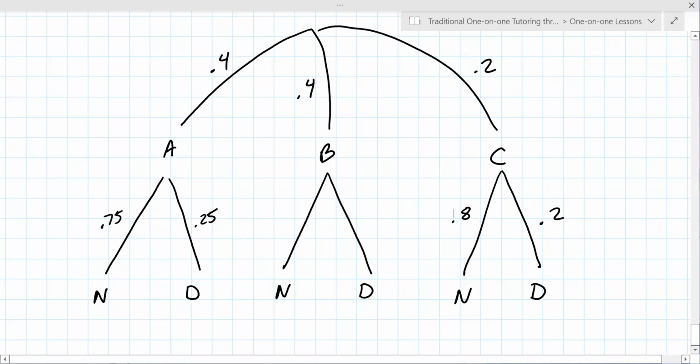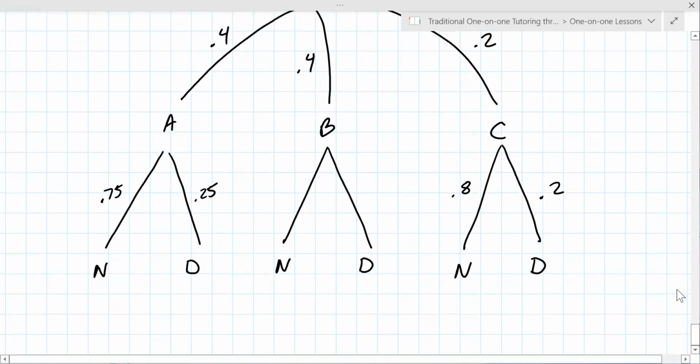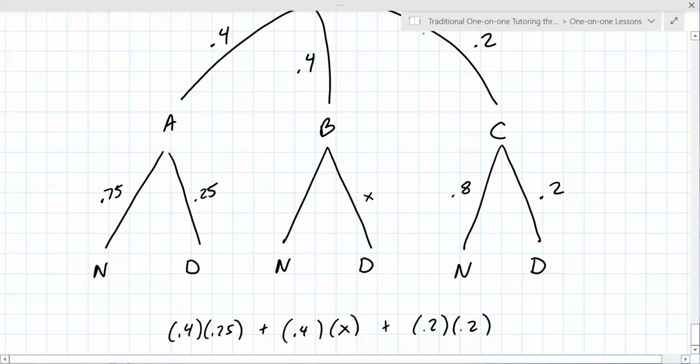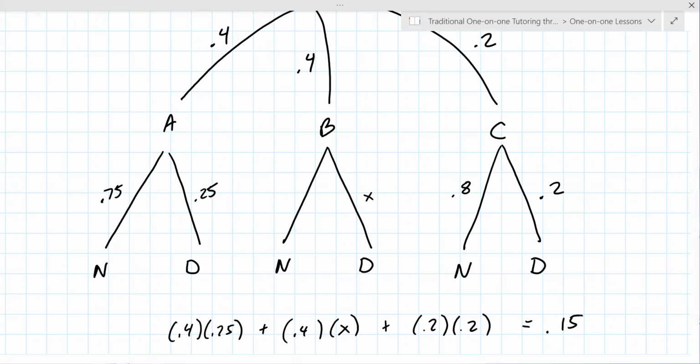Then triple I, I'm sorry, this one's way more complicated than it needs to be. It says 15% of all parts are defective. What does that mean? If you go down the defective branches, A to D, that's 0.4 times 0.25, plus, since we don't actually know this one, B, 0.4 times X, plus C, 0.2 times 0.2 defective. When you go down a branch, you multiply, and they're saying that total is 0.15. Normally they just give you the values, but they're really reaching here for this one.